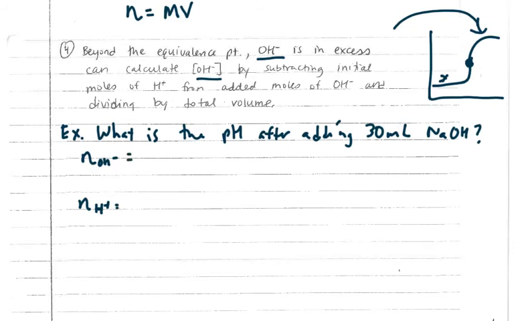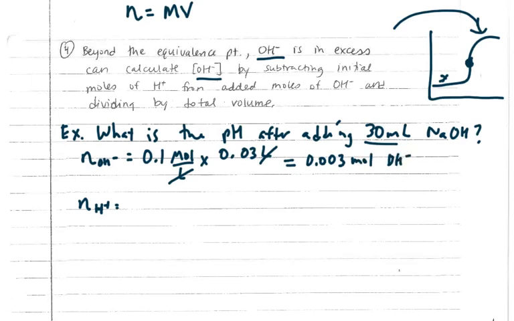All right, so the moles of hydroxide is the concentration, which was 0.1 molar, or moles per liter, times the volume. In this case, the volume is 0.03 liters. We want to convert 30 milliliters into liters so that our liters cancel, and we end up with 0.003 moles of hydroxide.